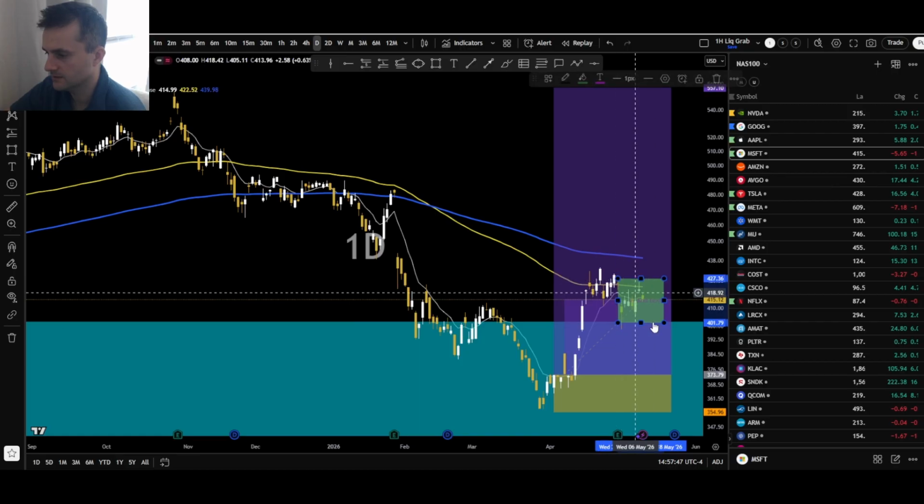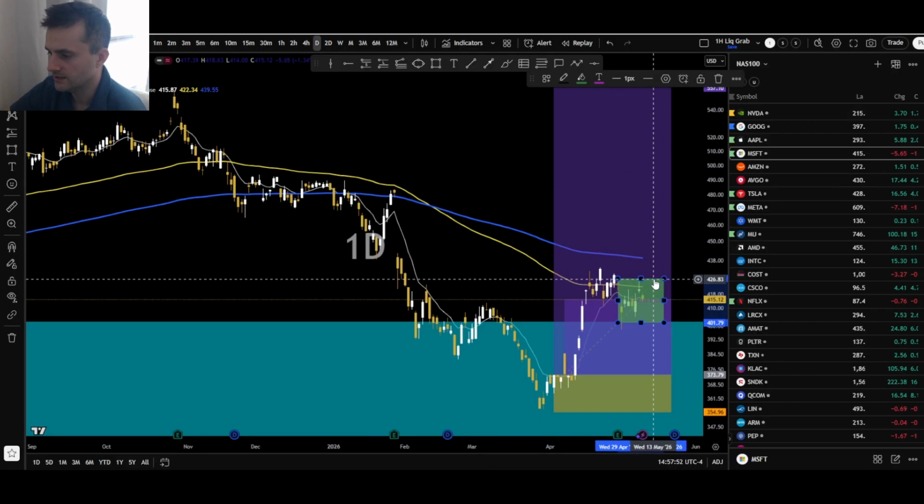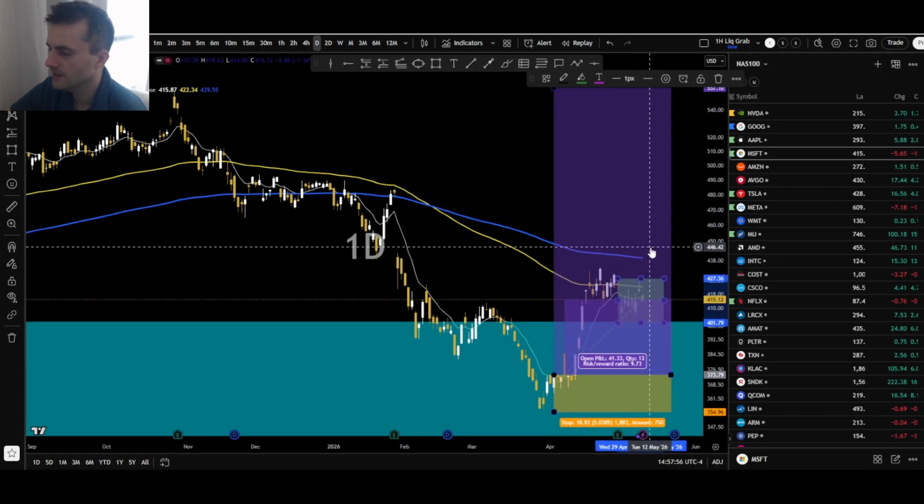So I may consider maybe just this one right here. And I wait for a candle to close not only above the consolidation, but above these three different EMAs. And that could be a trigger to enter the trade.